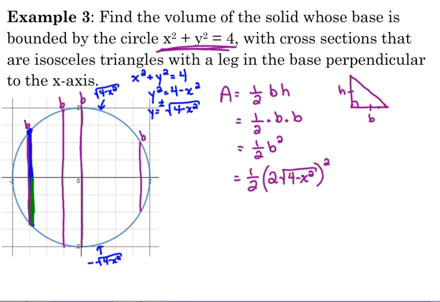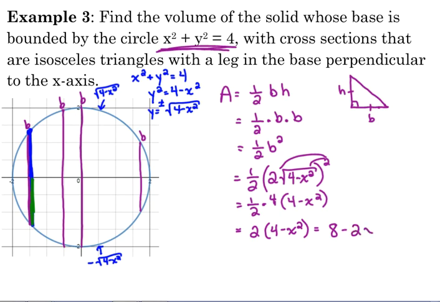Does that make sense? Let's simplify this expression first, because if we can simplify it before we integrate, that's going to be a lot easier on us, right? So if we apply that squared to what we have in parentheses, 2 squared is 4. Squaring a square root cancels the square root. And then 1/2 times 4 is simply 2. And go ahead and distribute that 2. 8 minus 2x squared.